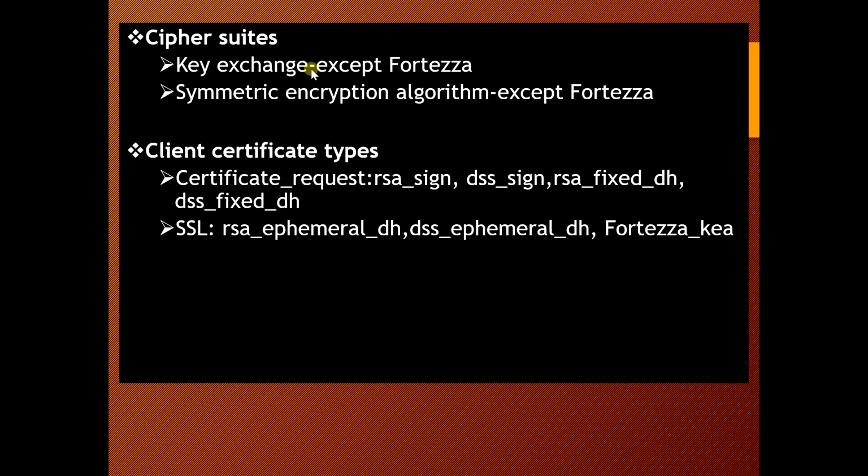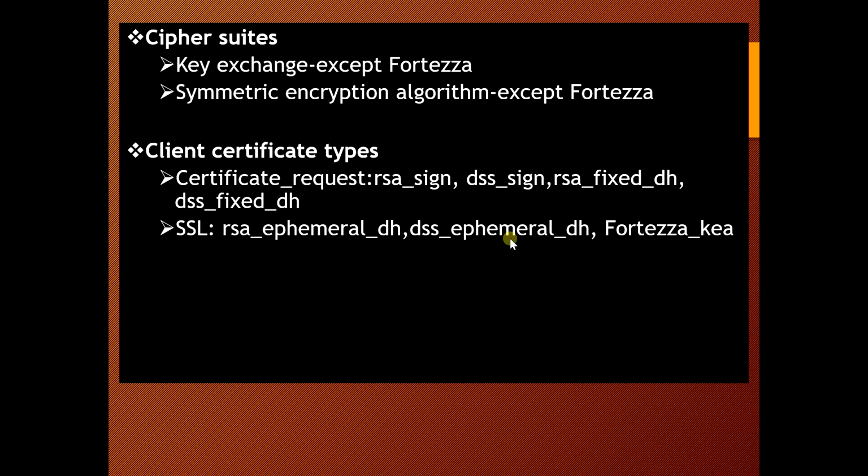So TLS mainly defines the following certificate types to be requested in the certificate request message, such as rsa_sign, dss_sign, rsa_fixed_dh, and dss_fixed_dh. Now all these are defined in SSL version 3, but in addition SSL version 3 also includes rsa_ephemeral_dh, dss_ephemeral_dh, and fortezza_kea, that is KEA.